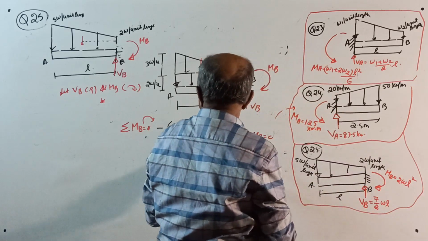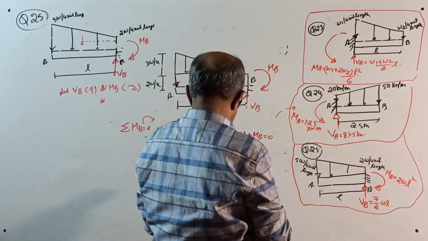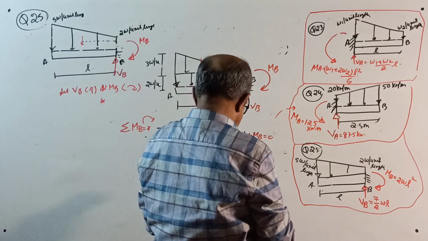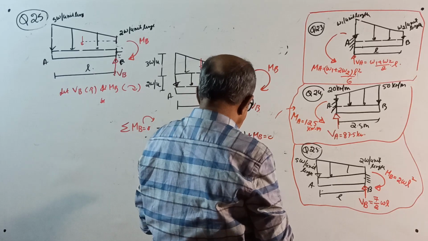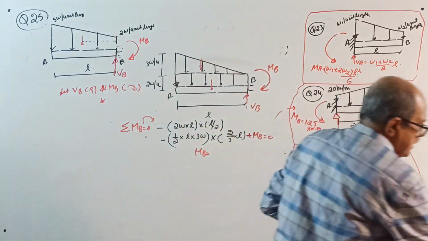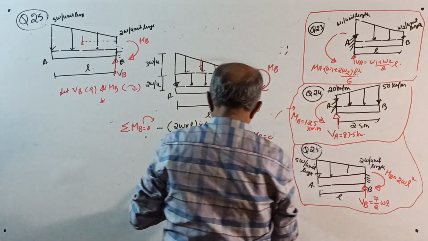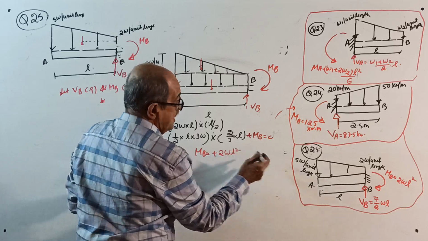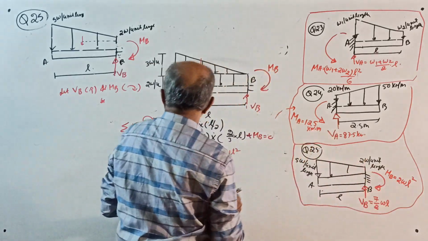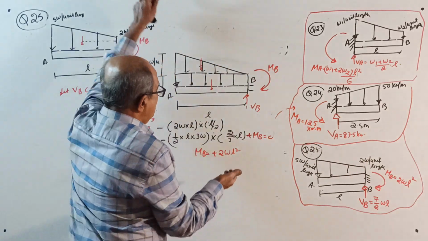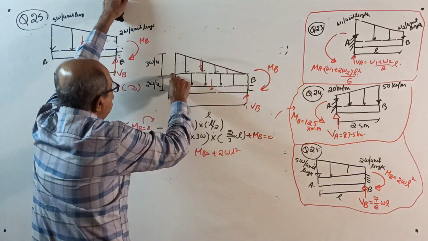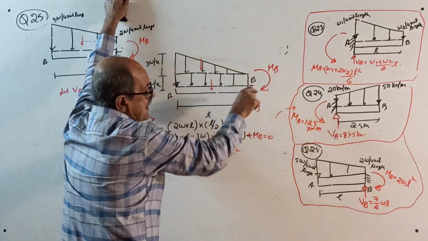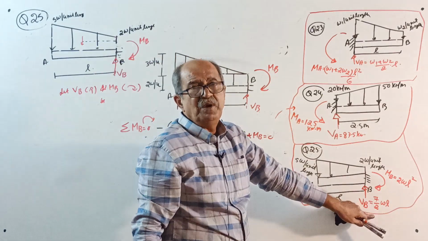2 into, this is 1, half into 3 into 2 by 3 is 1. 1 plus 1 is 2, okay. 2WL square plus 2WL square, 2WL square, see answer here, plus 2WL square. Sigma V equals 0, you only write: plus VB minus 2W into L, this load, minus half into L into 3W, that load, you get 7 by 2 WL.